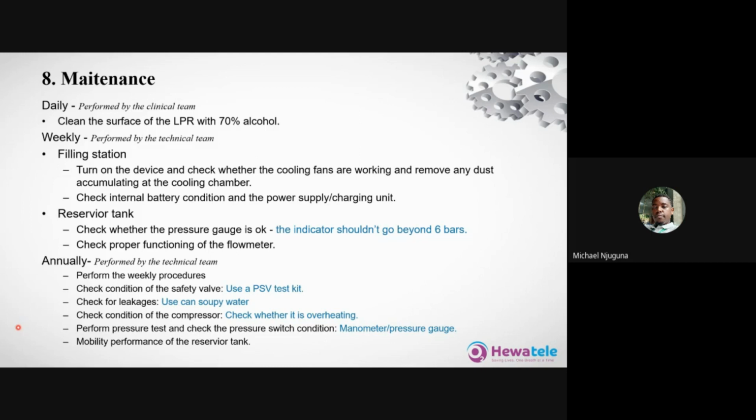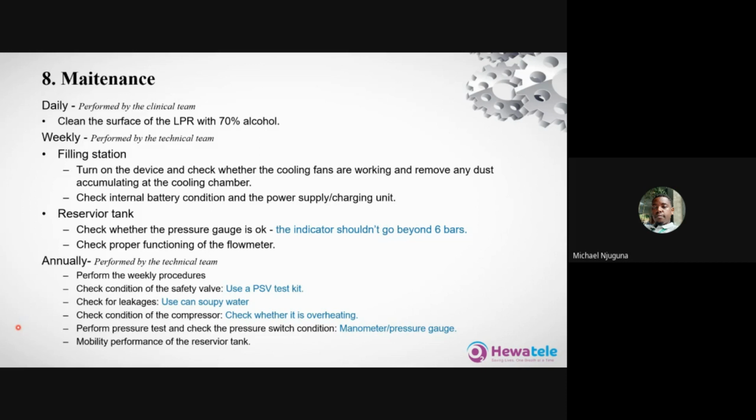The weekly routine is done by the technical team. This is, of course, checking the filling station, turning on the device and checking whether the cooling fans are working, and removing any dust accumulating at the cooling chamber. This is done on an LPR system that is used as a backup solution.